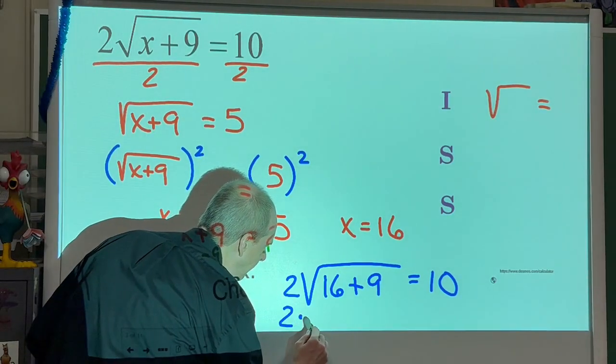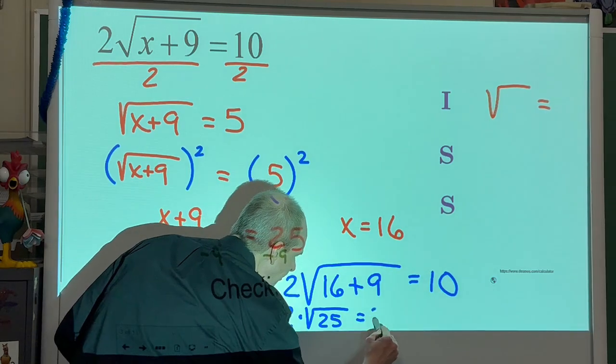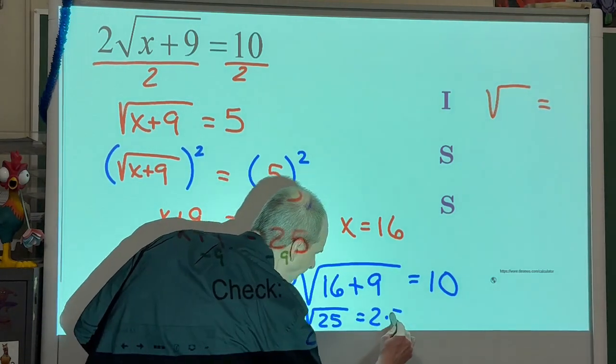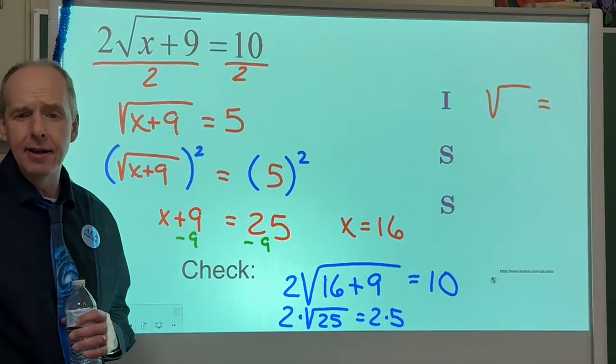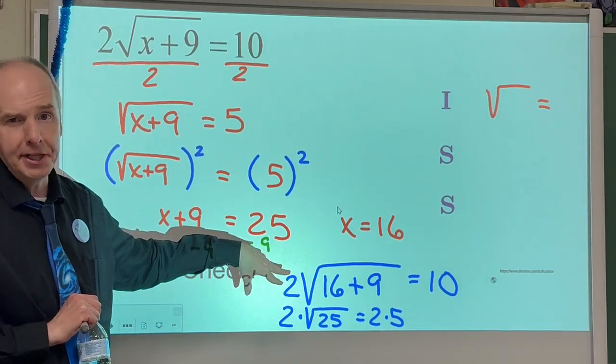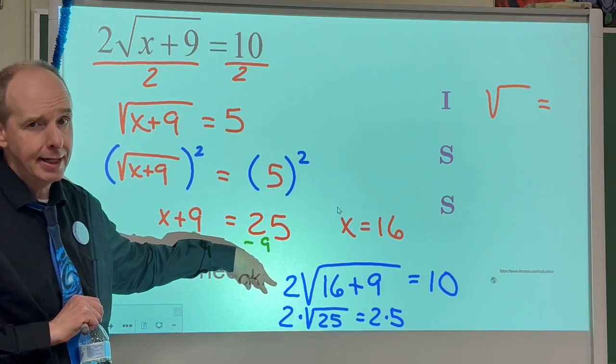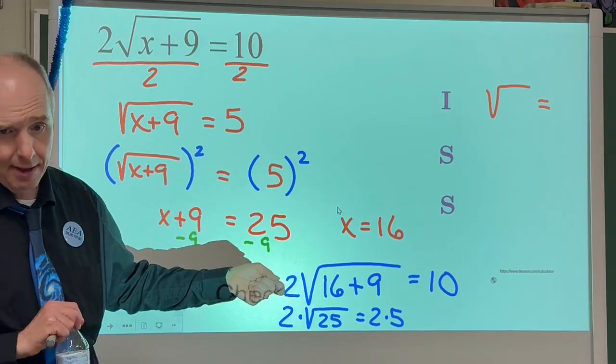Let's see. 2 times the square root of 16 plus 9 is 25. 2 times the square root of 25 is 5. 2 times 5 is 10? Yeah? Okay. You don't have to do it that way, but you should be able to check it on your calculator this way: 2 square root of 16 plus 9 equals 10.